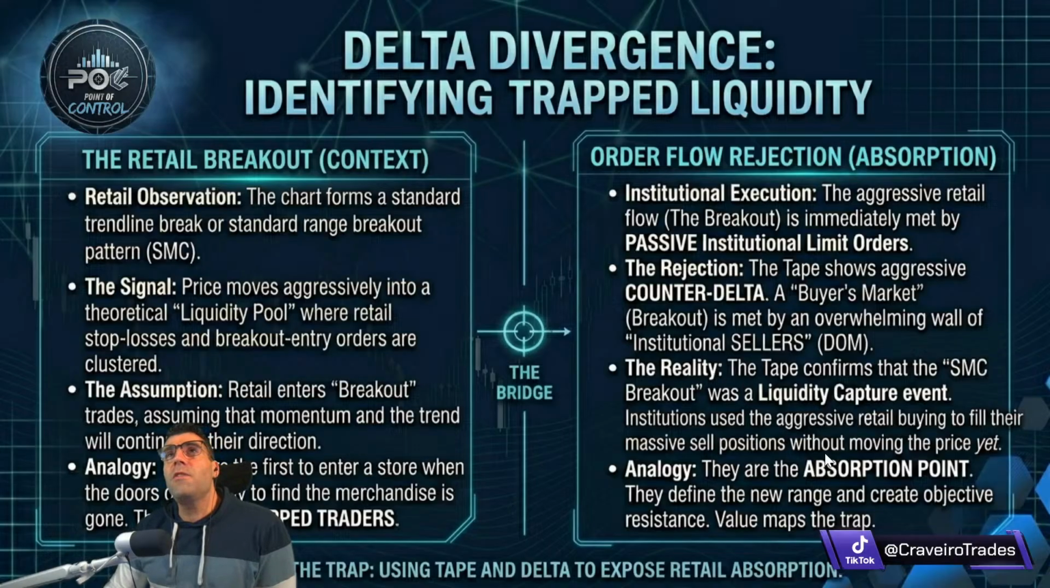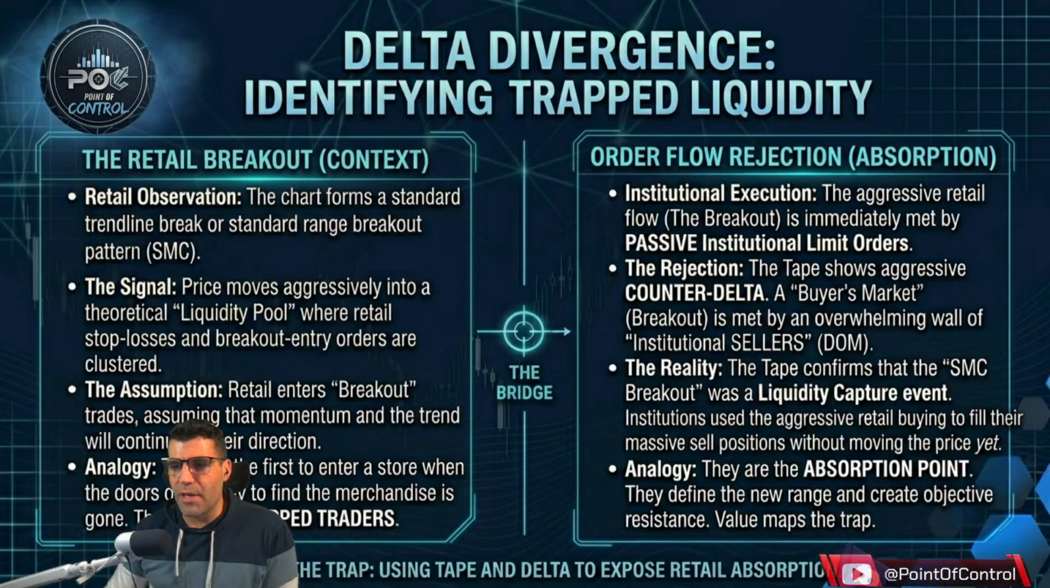So, order flow rejection. All right, institutional execution, the aggressive retail flow. The breakout is immediately met with passive institutional limit orders. You'd be able to see that on the depth of market. You won't be able to see that unless you're running Bookmap or reviewing your depth of market. Unfortunately, a lot of times with regular funded prop firm accounts, you can't actually view the live transactions on the depth of market beyond the bid and ask. If you have a live account, you're lucky, you get the full data, and I will show you guys that. So, institutional execution: the aggressive flow is met by passive institutional limit orders.